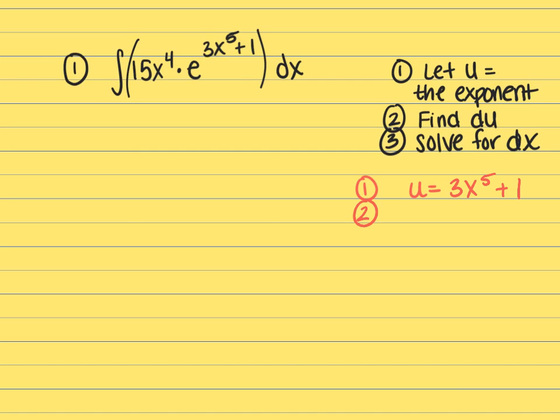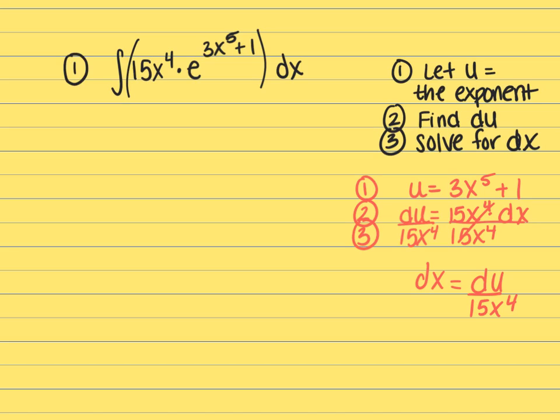Step 2, find du. So we want to take the derivative. So multiply the exponent 5 and the number in front, which is 15x, and drop the power down by 1. And the derivative of a constant 1 is always 0. And remember, we always have to put dx because we're taking the derivative with respect to x. Then next, we're going to solve for dx. So divide both sides by 15x to the 4th. So my dx is du over 15x to the 4th.